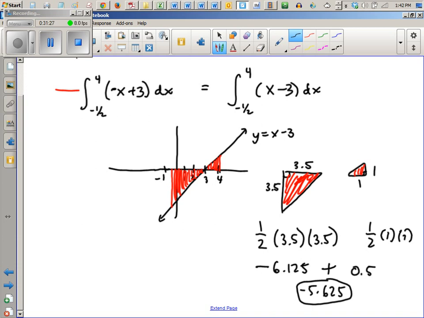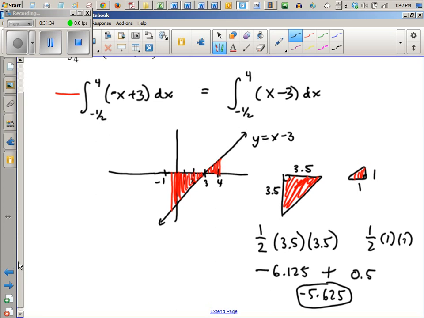You can use Wolfram Alpha, you can learn to use your calculator. I was going to show you a little bit later how to use a calculator, but you could play around with it if you want.